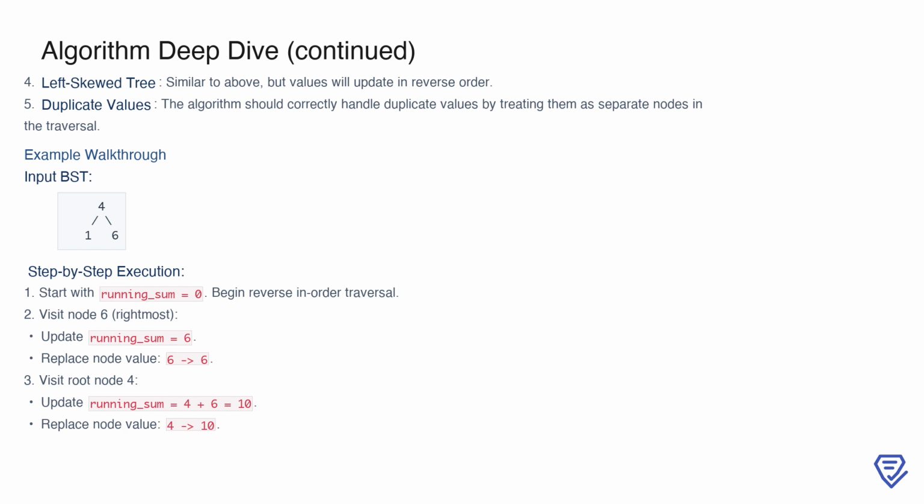At this point, we add 6 to the running underscore sum, making it 6, and replace the value of the node with this sum. Next, we move to the root node, 4, adding its value to the running underscore sum. The new running underscore sum becomes 10, and we update the root node's value to reflect this. Finally, we traverse to the left child, node 1, adding its value to the running underscore sum for a total of 11. The value of node 1 is updated to 11.